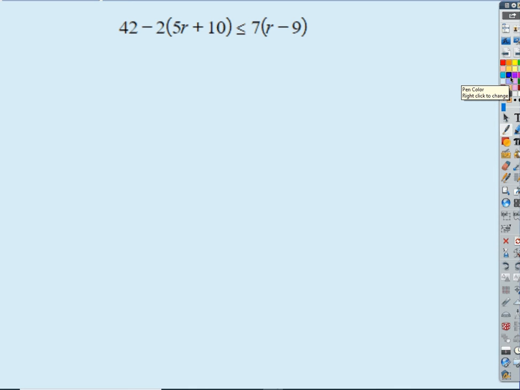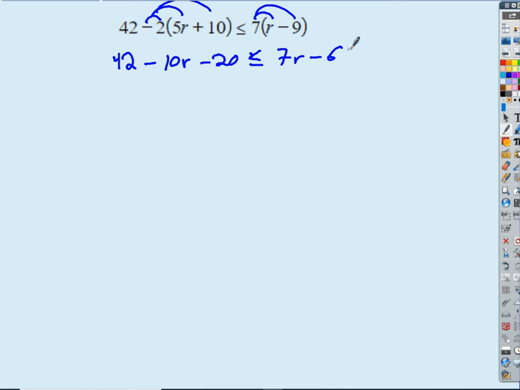You've got to distribute. You have to simplify first, don't I? I've got to distribute because I've got two r's here. I don't have a single r. So what am I distributing here? The -2. So I'm going to distribute that whole thing, and here I'm just distributing the 7, obviously. So I get 42 minus what? Okay, so minus 10r minus 20, very good. It's greater than or equal to 7r minus 63, there you go, okay?